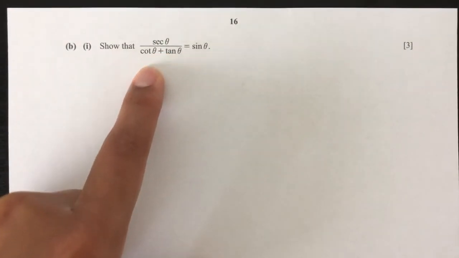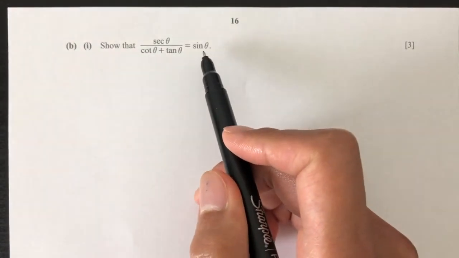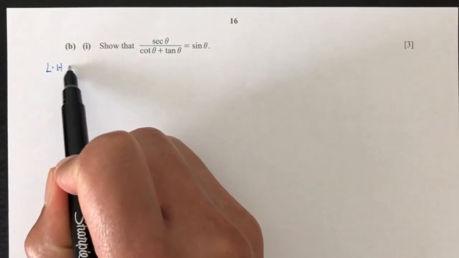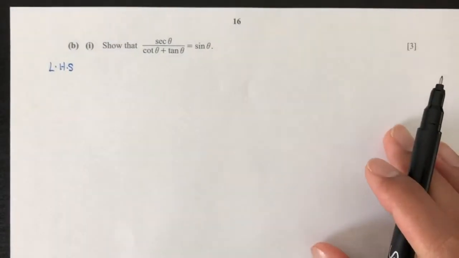Now let's move on to part B. Show that cosec theta times sec theta over cot theta plus tan theta is equal to sine theta. Let's start with the left hand side and begin simplifying this.